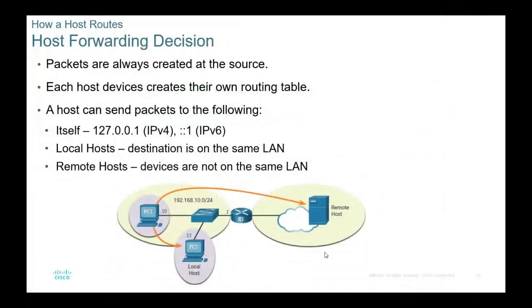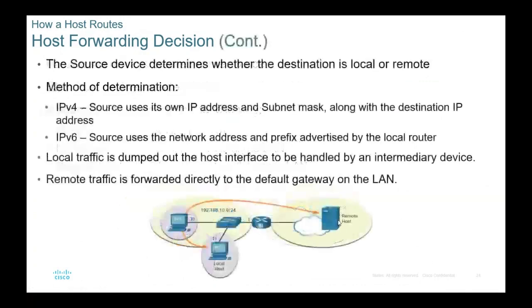So it determines if it's on the same network. If it's on the same network, it sends it directly to them. If it's on a different network, then it sends it to the router. That's how it makes these forwarding decisions. The source device determines whether the destination is local, meaning on the same network, or remote, on a different network. So that's what I said.